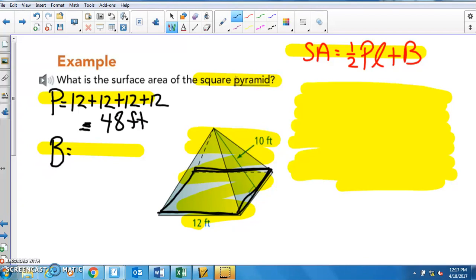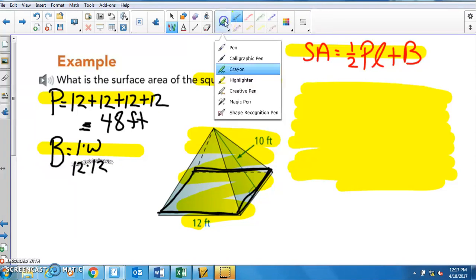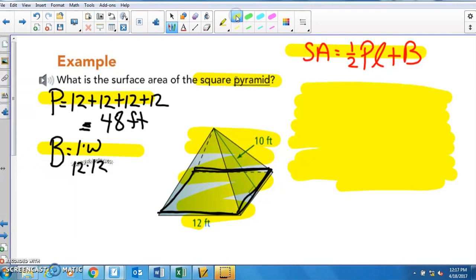Now, let's figure out the base, the uppercase B. We know it's a square, so the formula for the area of a square is length times width. Our length is 12. Our width is 12. So if we multiply those together, we get an area of 144. So 144 feet squared is our uppercase B.